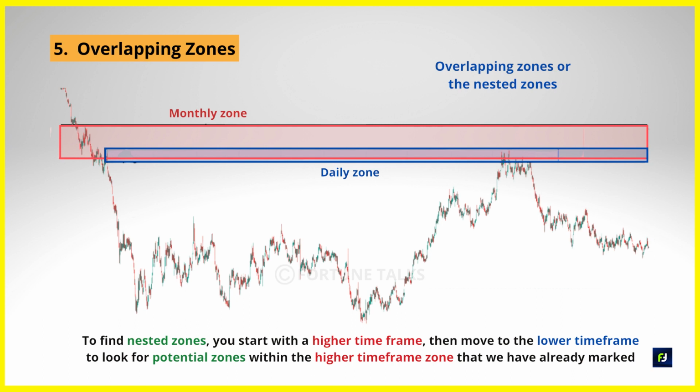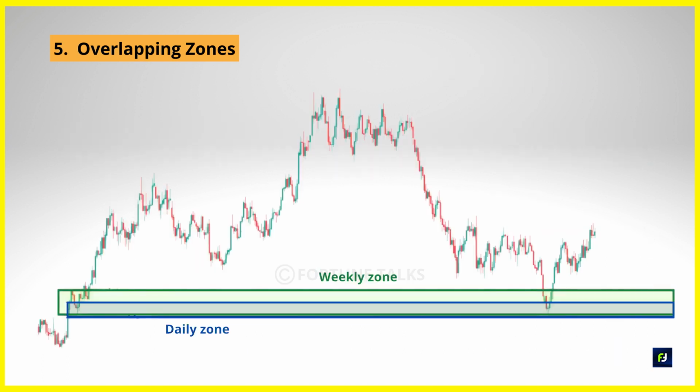So we draw the monthly supply zone, then we will move to the daily time frame to look for supply zones within the monthly zone that we have already marked. You can also have a daily demand zone nested inside a weekly demand zone and so on and so forth. I hope you get the basic idea. Now, I won't be including this odd enhancer in my scoring criteria because not all levels present such an opportunity and the chances of missing out will be higher if we make it a strict criteria to follow.